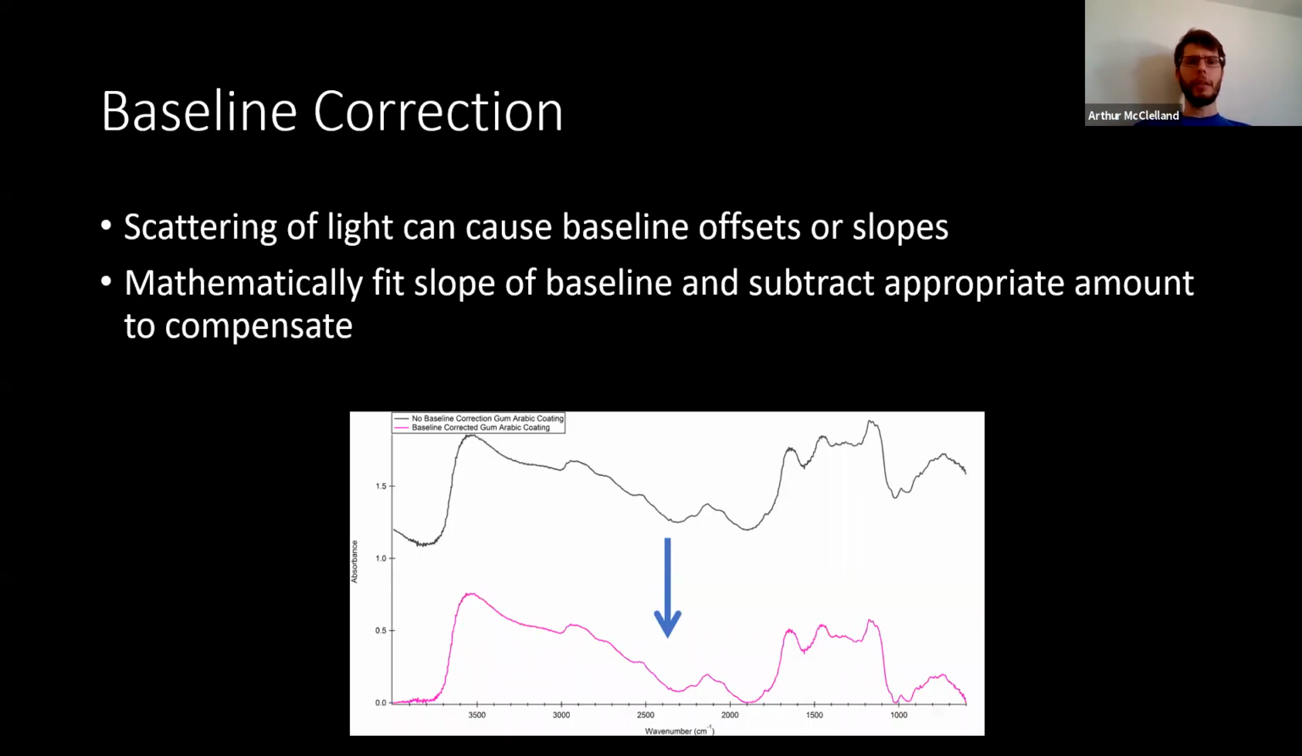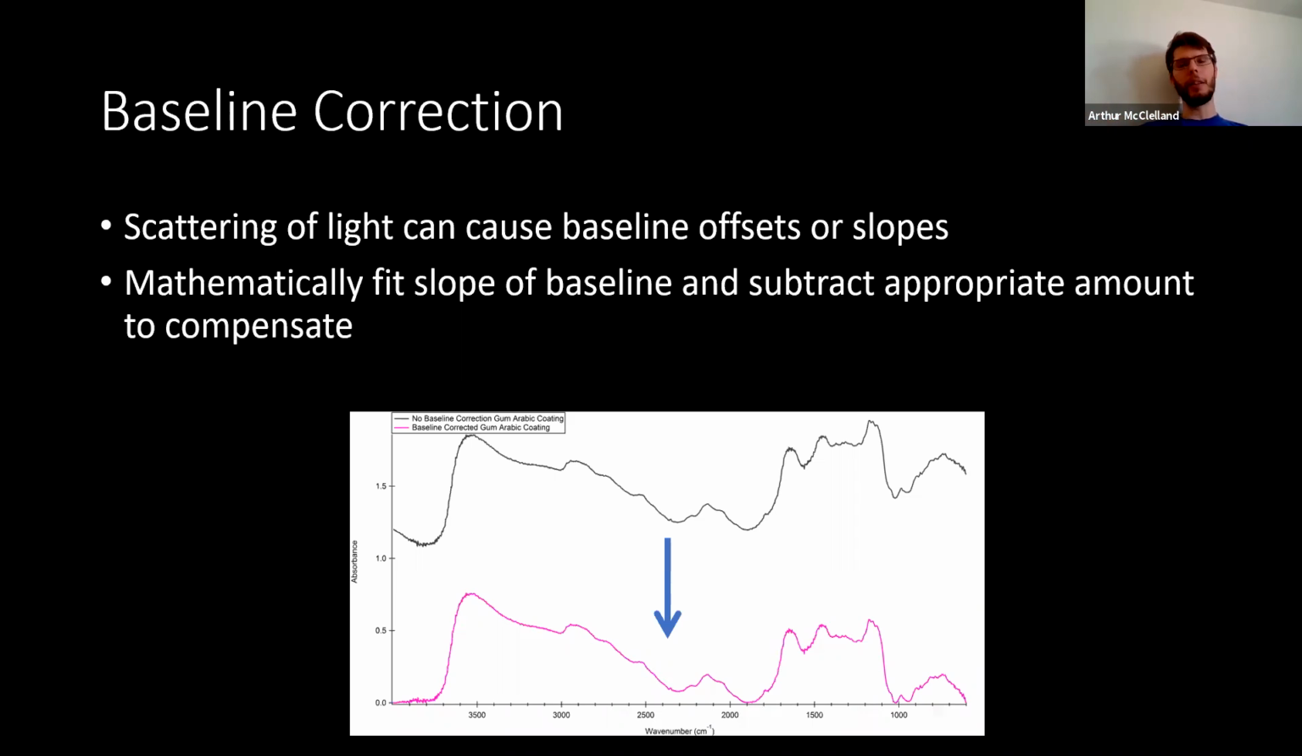Often you want to do a baseline correction. In Raman, you do a baseline correction to subtract off the fluorescence and look at just the Raman peaks. In FTIR, you do a baseline correction to account for light that was scattered out of the collection optics. So the instrument assumes any light that didn't make it to the detector must have been absorbed by the sample, which is not perfectly true.